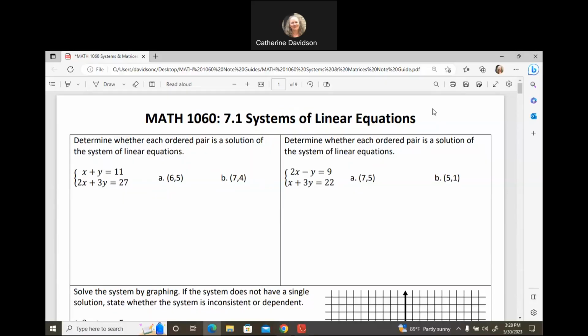This is section 7.1, Systems of Linear Equations. For the first two problems, we need to determine whether each ordered pair is a solution to the system of linear equations. For this, we would plug in the ordered pair. So let me make this a little bit bigger.